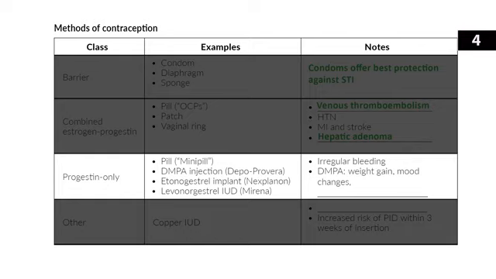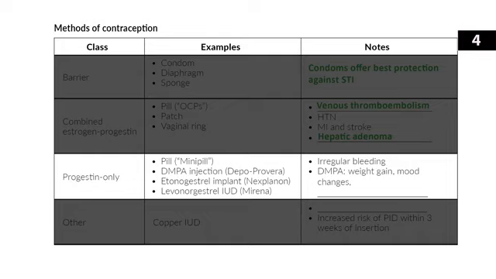There are also some contraceptives that contain progestin only. These include the mini pill, the intramuscular injection of depo-medroxyprogesterone acetate, which is commonly known as Depo-Provera, the implant that's inserted under the skin of the arm called the Nexplanon, which lasts 3 years, and the levonorgestrel IUD, known as the Mirena, which lasts for 5 years, which we have talked about previously.